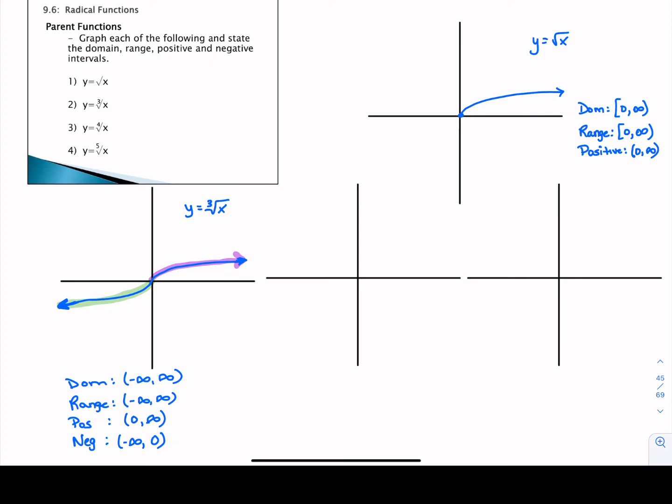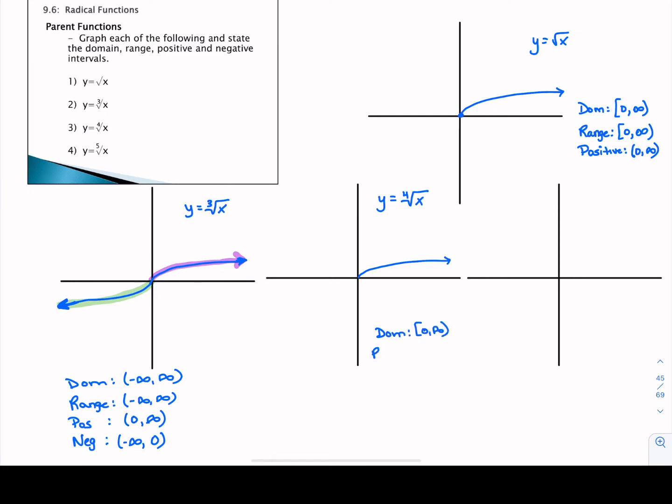We can do the same thing for the third graph, which was y equals the fourth root of x. And the fourth root of x looked very much like the square root of x. It had the same type of behavior. We know that the domain of this function, once again, was from 0 to infinity.